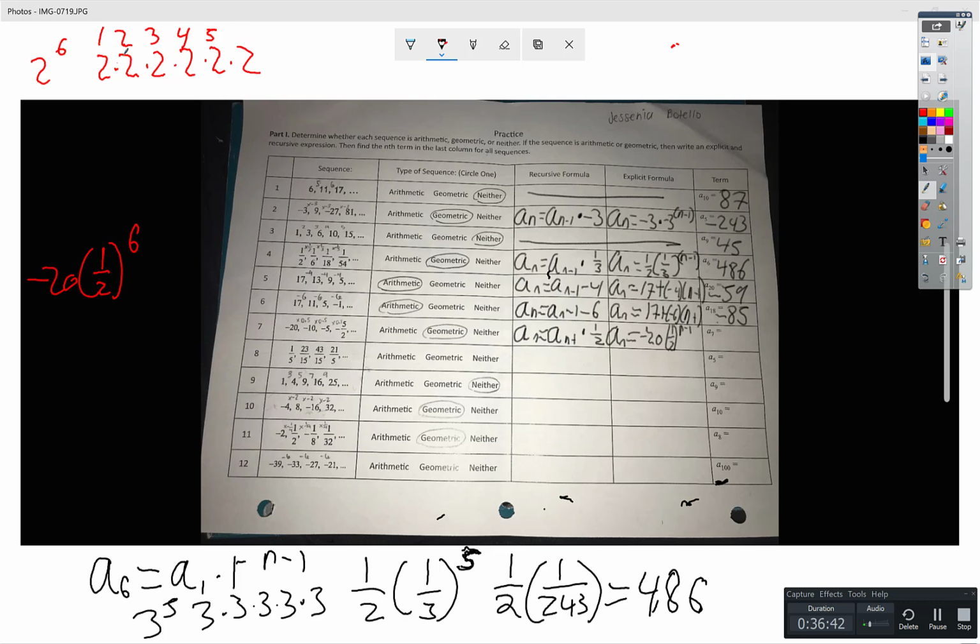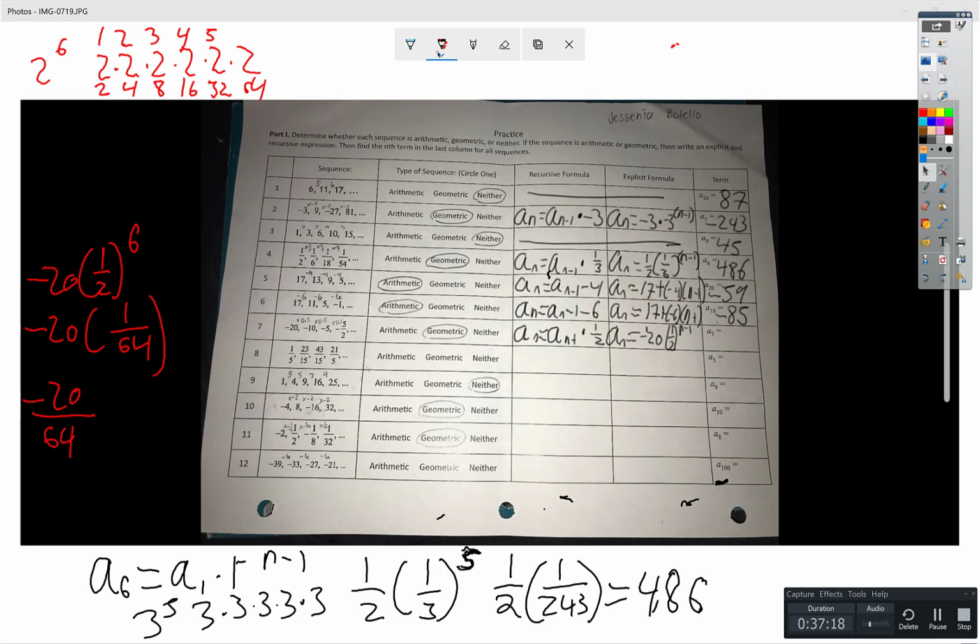2 to the first, 4, 8, 16, 32, 64. Okay, so that's negative 20 times 1/64. That would just be negative 20/64. And negative 20/64, we'll keep that in the unsimplified version.